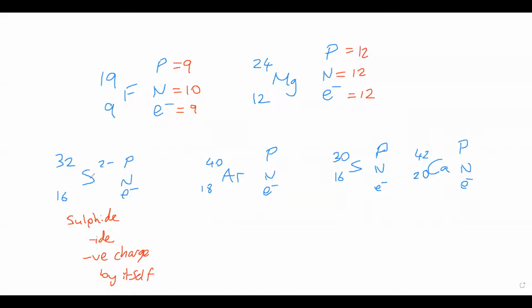So for our sulfur, we have 16 protons because we have a proton number of 16. We must have 16 neutrons because we make up a total mass of 32. And then we have a 2- charge. So what we need to do is think: sulfur always has 16 protons. It would normally have 16 electrons to balance out those 16 protons. Now, because it's got a 2- charge, that means that it must have 2 extra electrons. And so it must have a total electron number of 18 now.